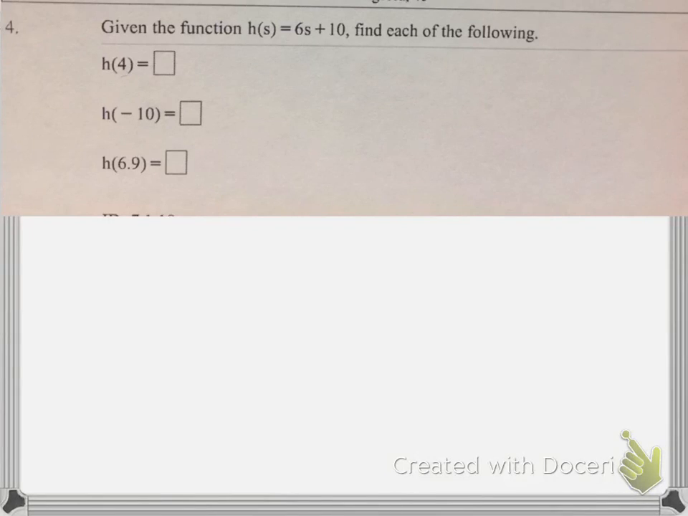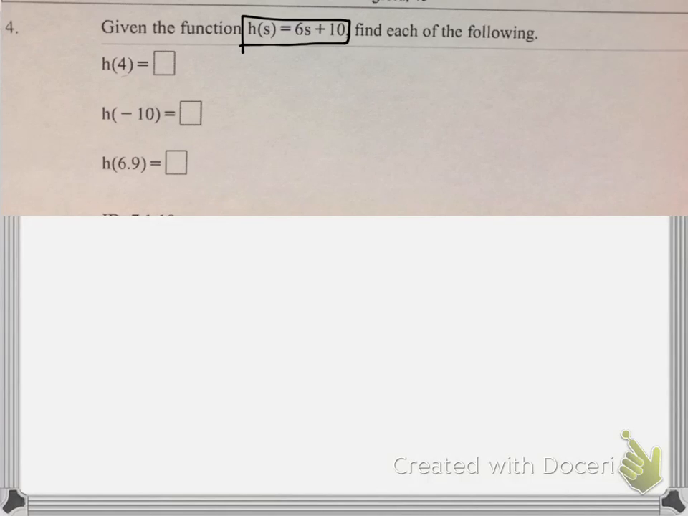Function notation. Really, this is just substitution in disguise. So we have a function up here at the top. It's h(s) = 6s + 10. Function notation just means the name of the function is h. That h is not a variable. That's the name. It's the h function. We can call this Henry. It's the Henry function. And then the s in parentheses is the variable that's being used.